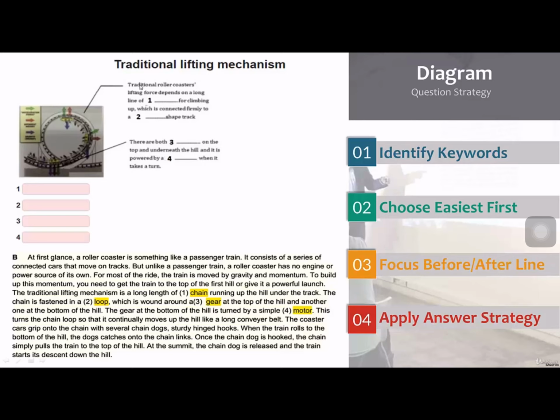So first I'm looking for the traditional roller coaster's lifting force. And here it is right here. The traditional lifting mechanism is a long length of chain. A long line, a long length, answers chain. The chain is fastened in a loop. Fastened is a synonym for connected firmly to. Connected firmly to is a synonym for fastened. That means the answer is loop.